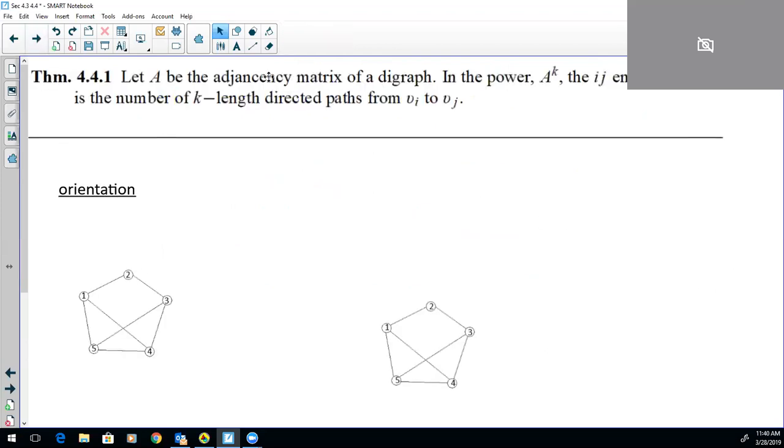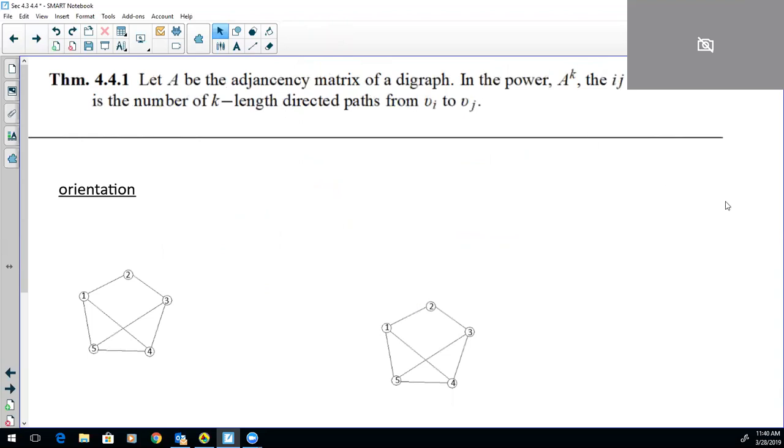Now, for the undirected, the ordinary graph, we had a result about powers of adjacency matrices, and the same thing holds here. If A is an adjacency matrix of a directed graph, then in the power A to the K, the IJ entry is the number of directed paths of length K from VI to VJ. Okay. So it's a very similar idea. It's just that these things have a direction.